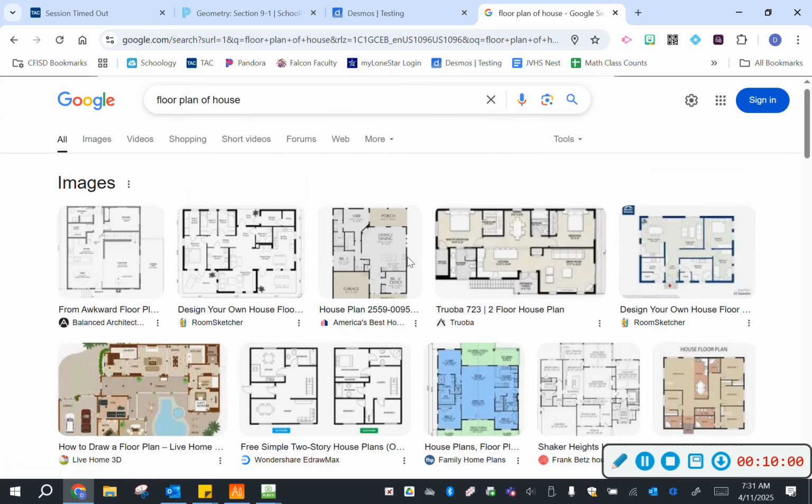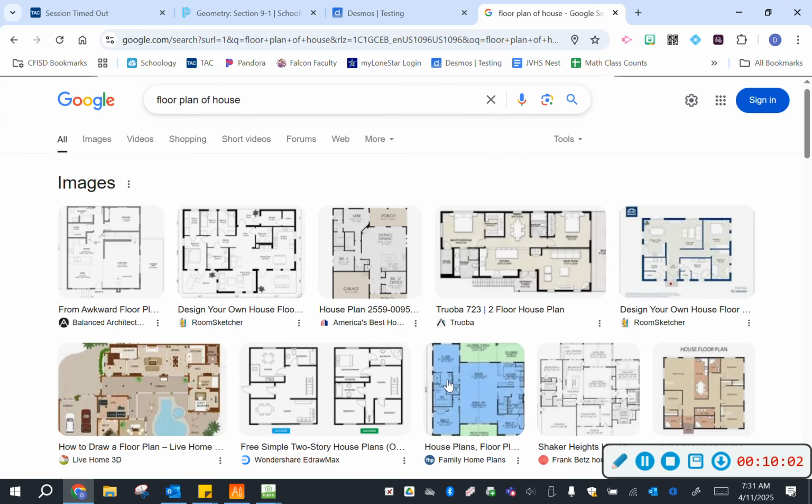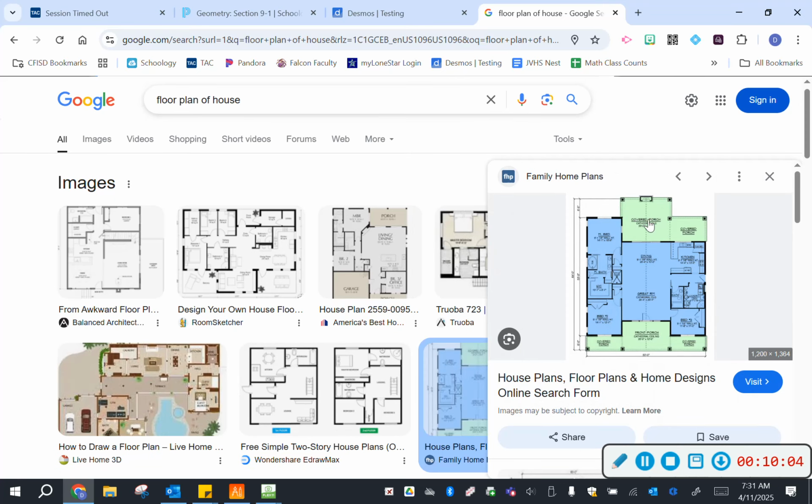But this one right here, this green is all outside. But you see how it's all funky and weird? So that's how they figure out how many square feet houses are to sell. They have to take the area of each section, and then they have to add it together.